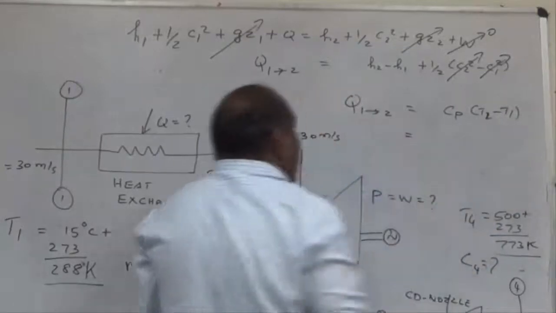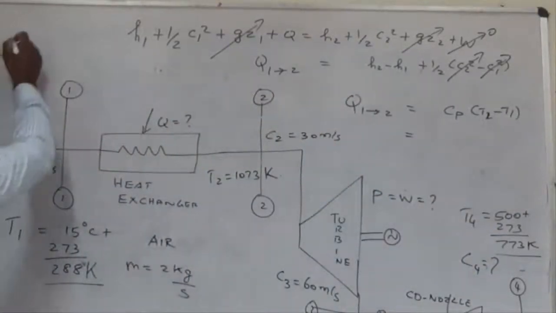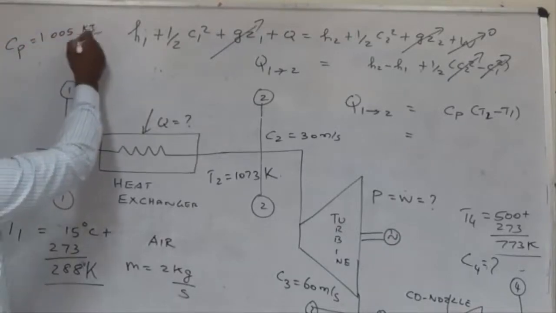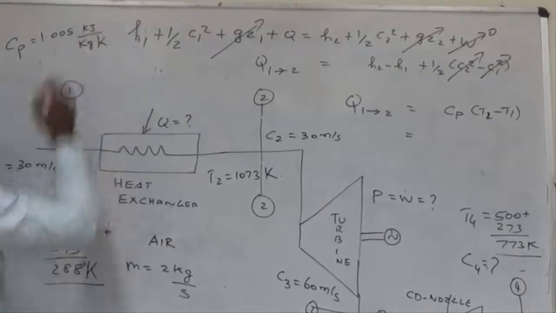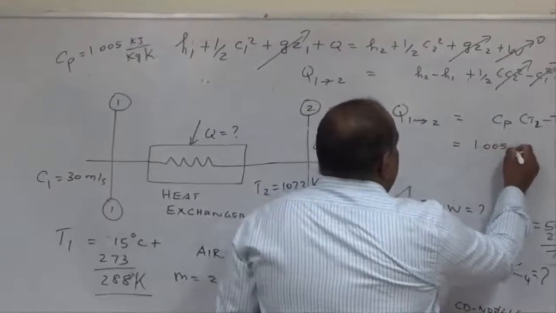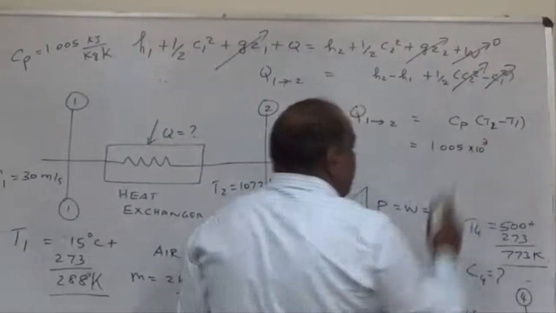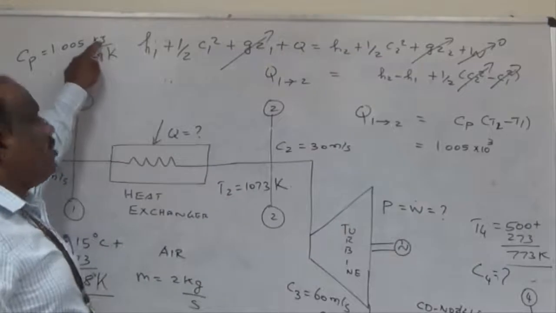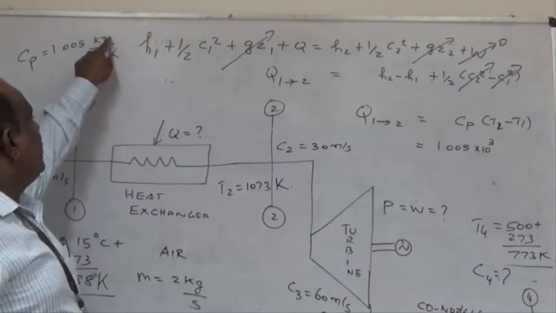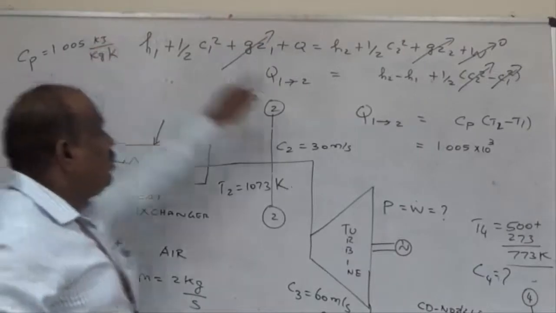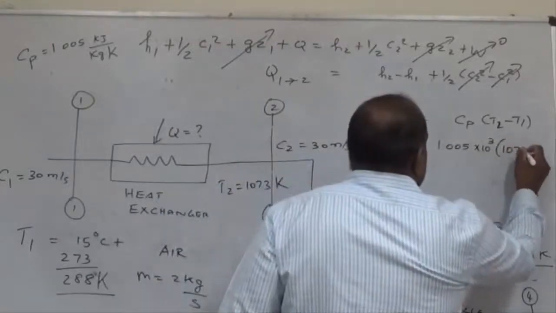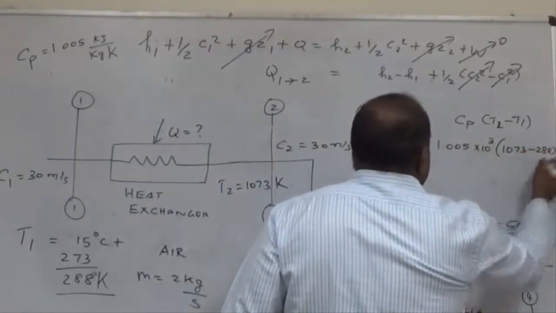What is Cp for air? You should know. In the problem they won't give it. The Cp of air is 1.005 kilojoule per kilogram Kelvin. So you substitute here 1.005 into 10 power 3. Don't forget to multiply by 10 power 3, because we want to convert the kilojoules into joules. Kilogram, there is no need to change. There is no need to change the Kelvin. But there is a need for converting the kilojoules into joules. So I multiply by 10 power 3. What about T2? 1073. What is T1? 288. So what is the answer?